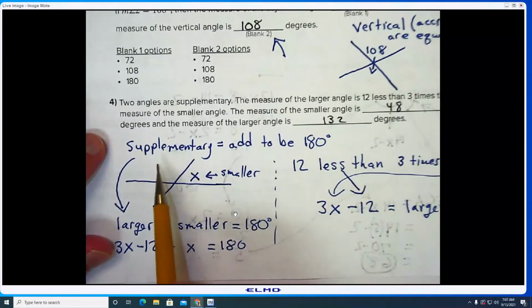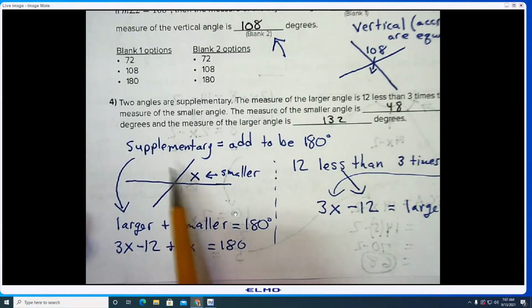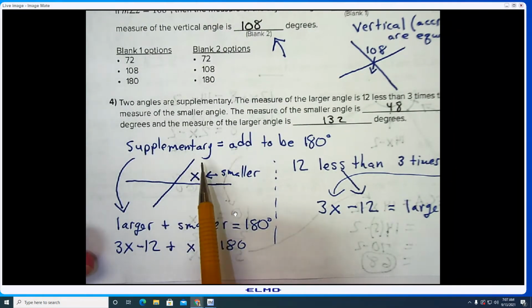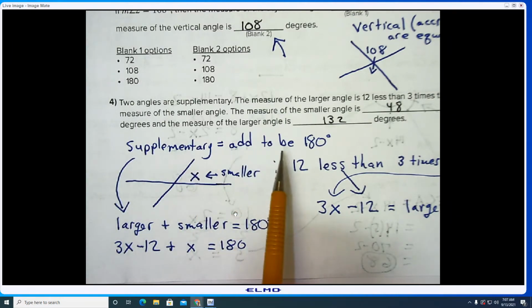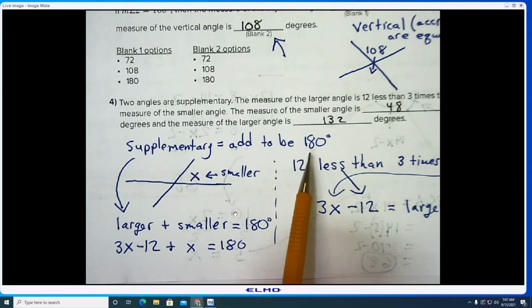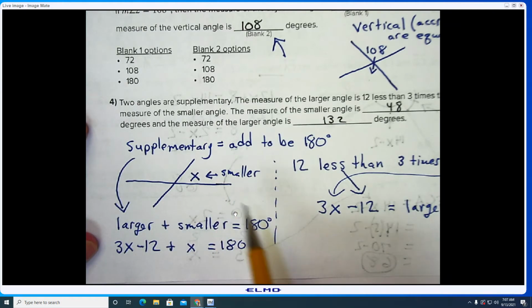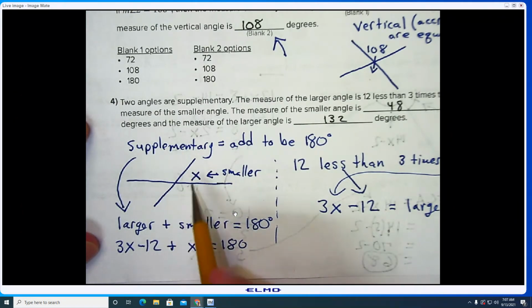Supplementary means usually it's on the same line. That's what supplementary means. But ultimately, mathematically, it means that it has to add up to 180 degrees. It's on the same line. Okay. So I went ahead and drew a picture. We have a smaller one and we have a larger one. The larger plus the smaller has to equal 180 degrees.